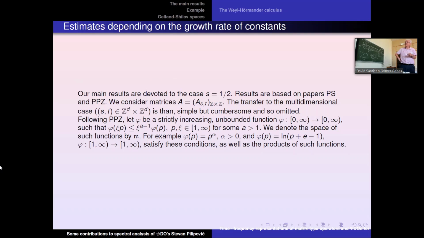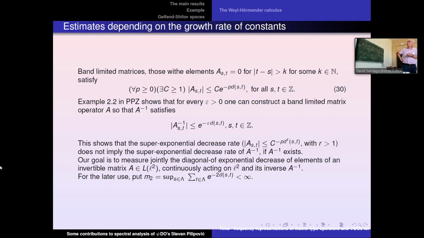And this is the function phi. Some good examples of this function are p to the power alpha, or phi of p equal to the logarithm of p plus e plus 1. And products of such functions belong to the same class. So let's see what will come later.